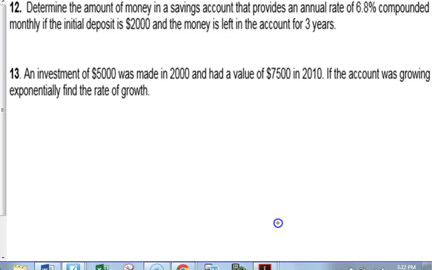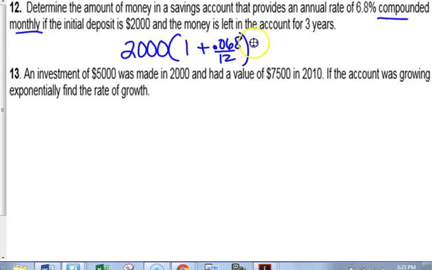Now, the first question, number 12 right here, is a compound interest formula. It says how much is in a savings account. They deposited $2,000. It is growing at 6.8%, so 0.068, compounded monthly, to the power of 12 times a year. They're compounding it for 3 years. The formula will be on your pink sheet. Everybody okay with that one?